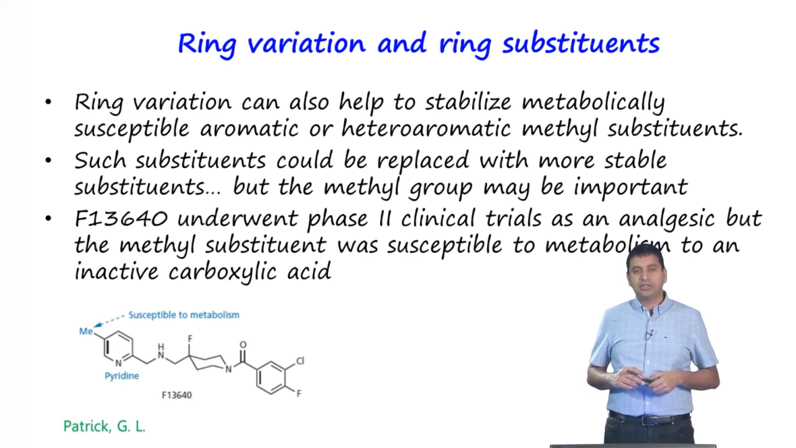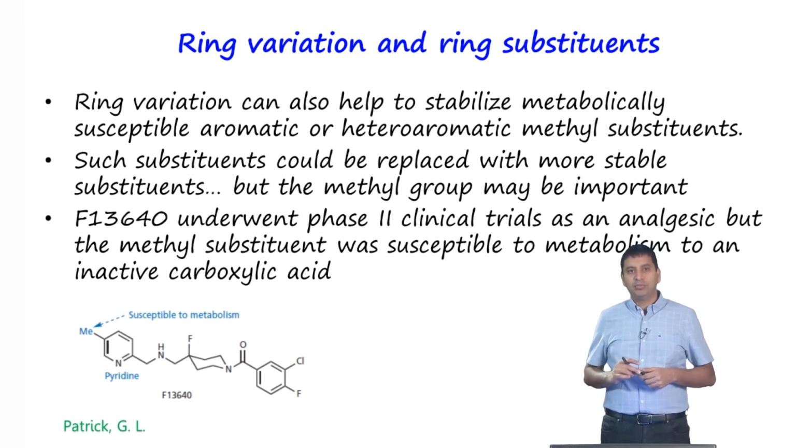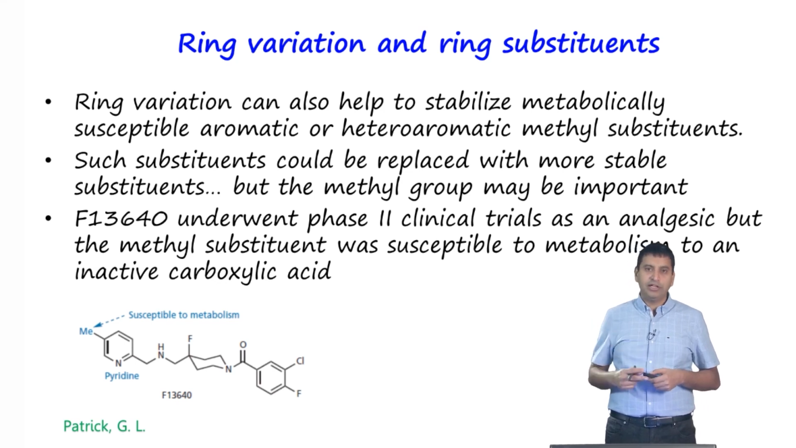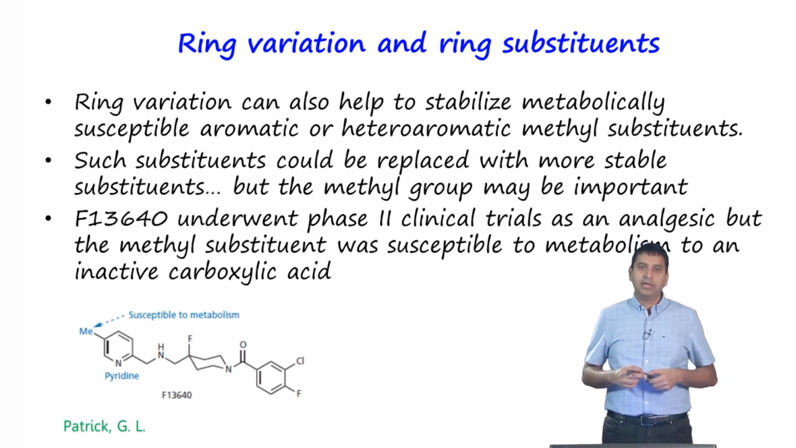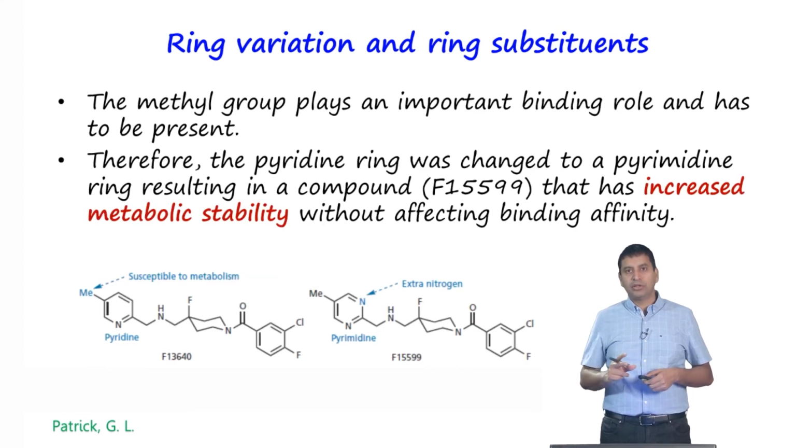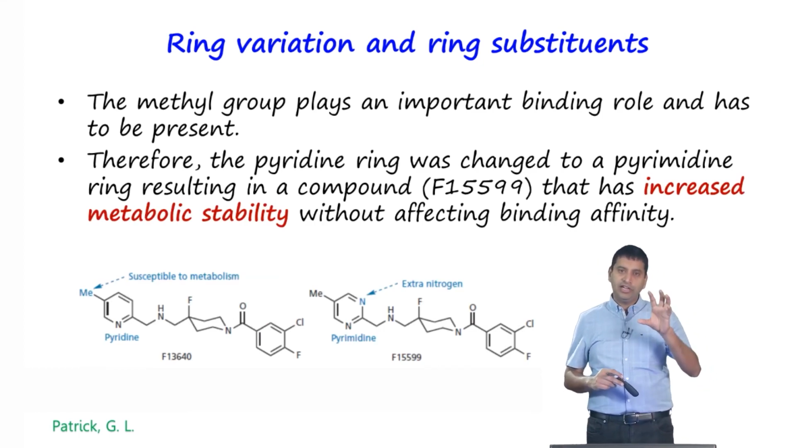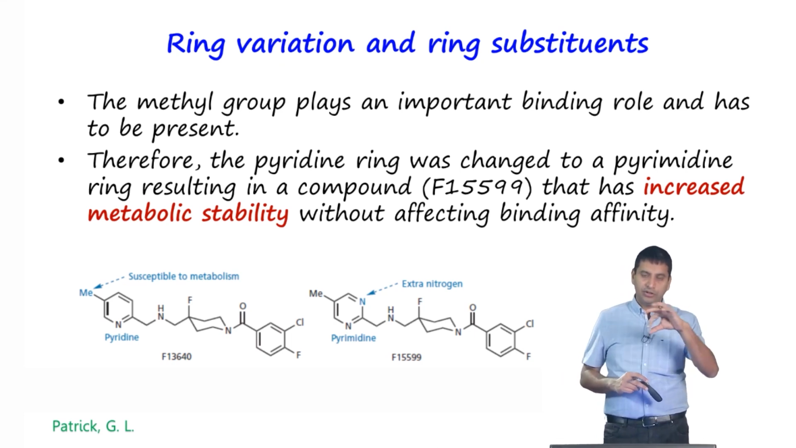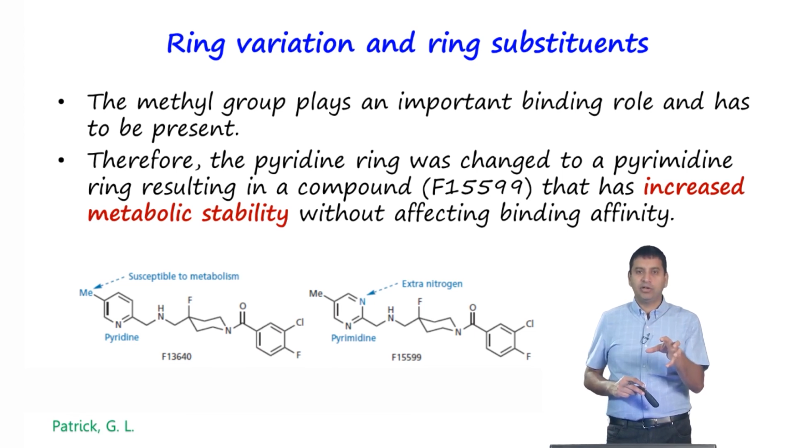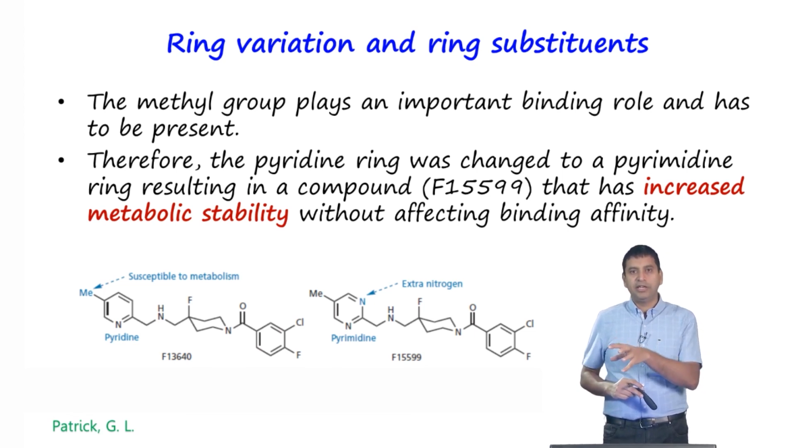Such substituents can be replaced with more stable substituents, but the methyl group may be important. This molecule shown below, F13640, underwent phase 2 clinical trials as an analgesic, but the methyl substituent was susceptible to metabolism to form an inactive carboxylic acid. The methyl group also plays an important role in binding and has to be present. Therefore, the pyridine ring was changed to a pyrimidine ring. So, we have added another nitrogen into the pyridine ring. What this did was that it resulted in increased metabolic stability, but the binding affinity remained intact.